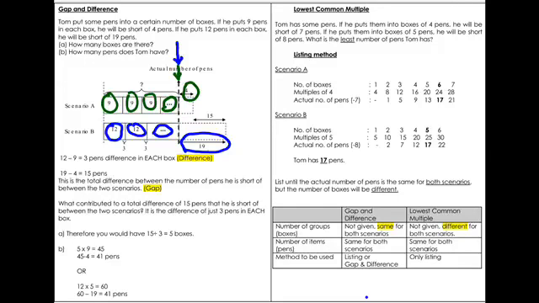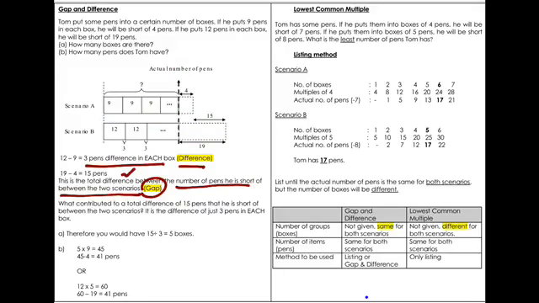The first step is to find the difference between the number of pens in each box, which is called the difference. So there's a difference of 3 pens in each box between the two scenarios. Then the total difference between the number of pens he is short of between the two scenarios is found out by taking 19 minus 4, which is this 15 pens difference, and this is called the gap.